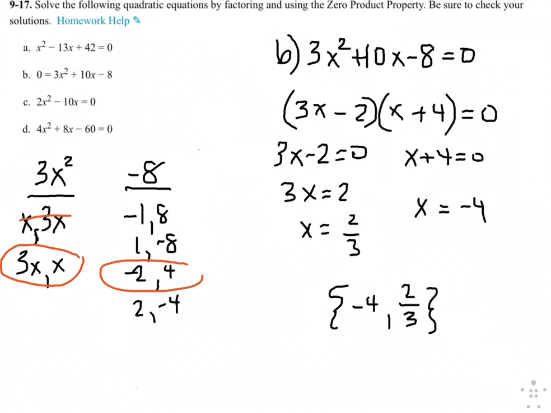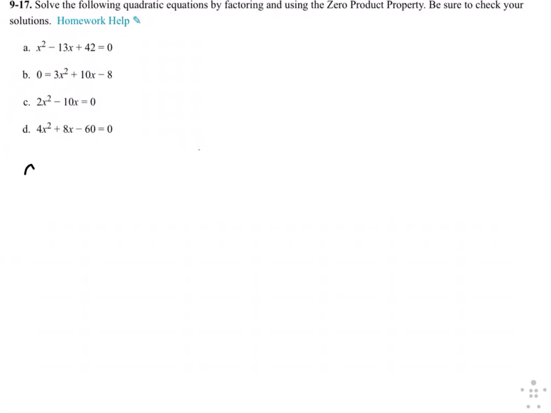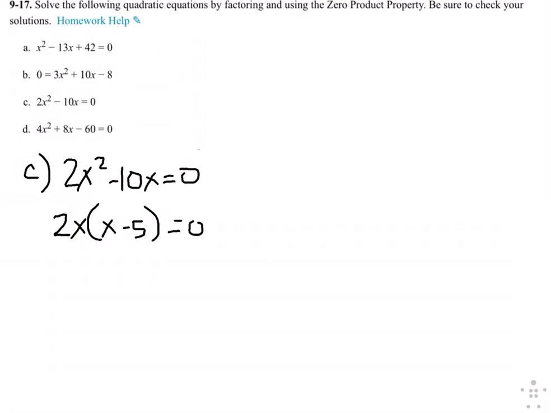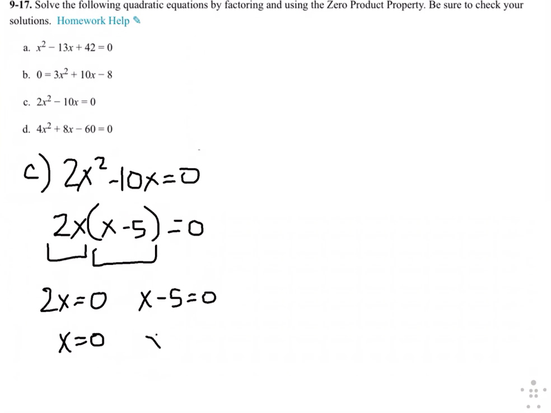The next one, C, let's make space. C, I have 2x squared minus 10x equals 0. Let's factor. I can pull out a 2x, factor out a 2x, and I get x minus 5. So that means either 2x is 0 or x minus 5 is 0, because we're multiplying them. So divide by 2, I get x equals 0. Add 5, I get x equals 5. So the solution for this is 0 and 5.